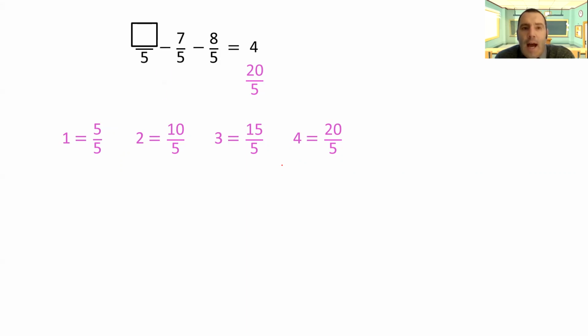So I need to add 7/5, so I've got 28/5, so 20 plus 8. And then I need to add back my, right, I'm going to show you this slightly differently because I've not made a great job of doing this. So we've got 20/5 here.